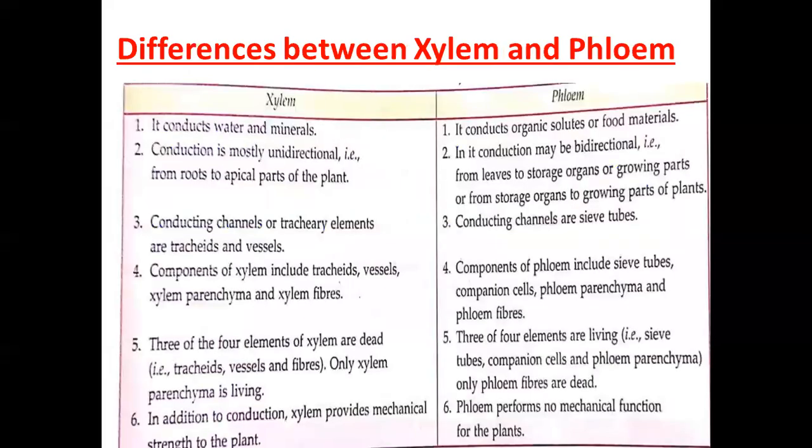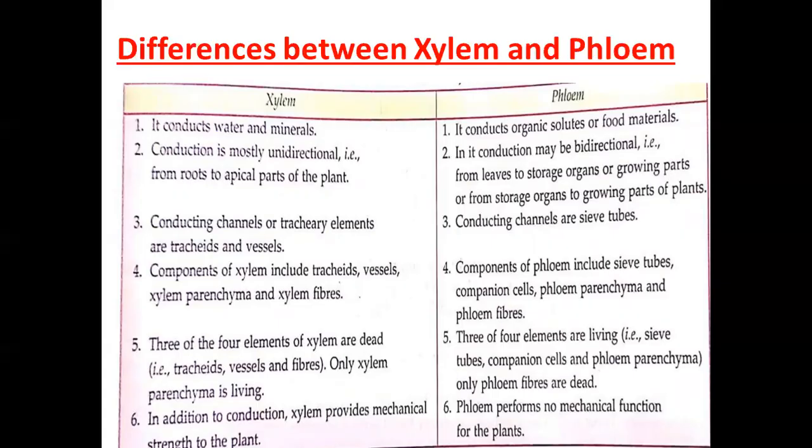Now, next is differences between xylem and phloem. Now, what is the difference between xylem and phloem? If we see one by one, like in case of xylem, it conducts water and minerals, but in case of phloem, it conducts organic solutes or food materials. In case of xylem, conduction is mostly unidirectional, that is from roots to apical part of the plant.